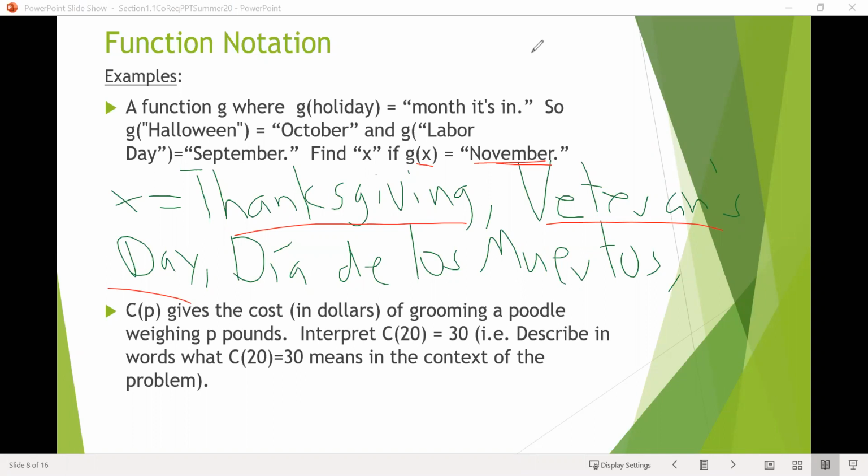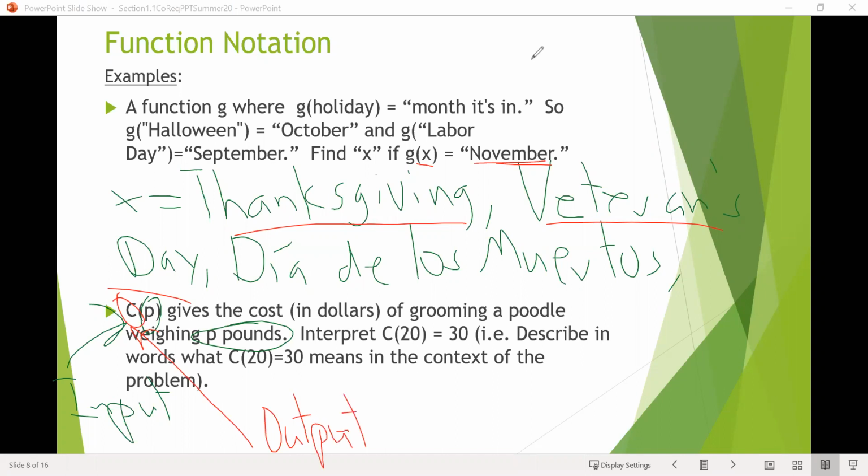All right, the next one says C of P gives the cost in dollars of grooming a poodle weighing P pounds. So in this function, P is our input, and it looks like P stands for pounds. They don't directly give us an output variable, but in this case, the value C, or the cost, would be our output.